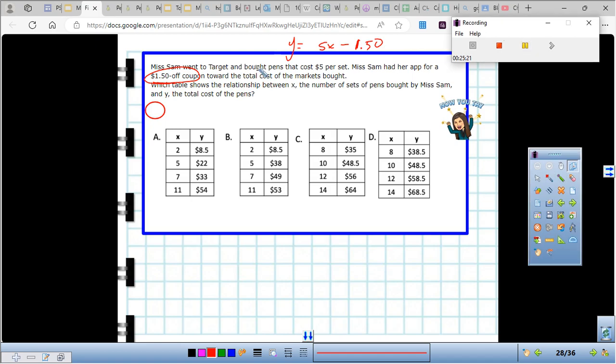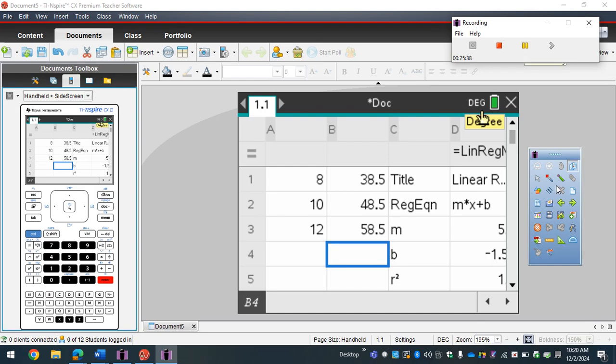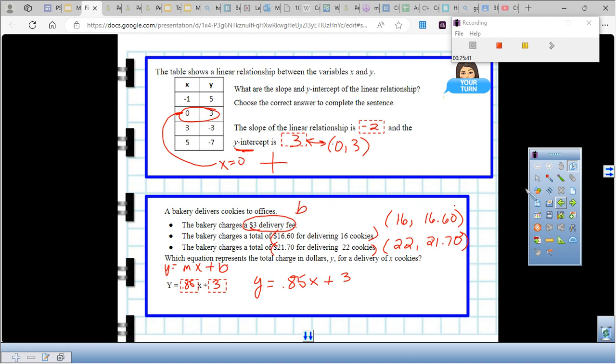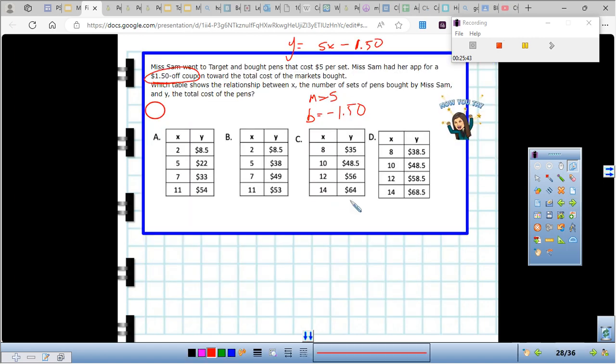So looking at this one right here, we're going to look for the equation of y is equal to 5x minus 1.50. We're going to go with m to be 5 and b to be a negative 1.5. So on that one right there, we're again looking for the m to be 5 and the b to be negative 1.50. And somebody asked me, why in the world is it negative 1.5? Well, because that's a discount. It's taken off the price.